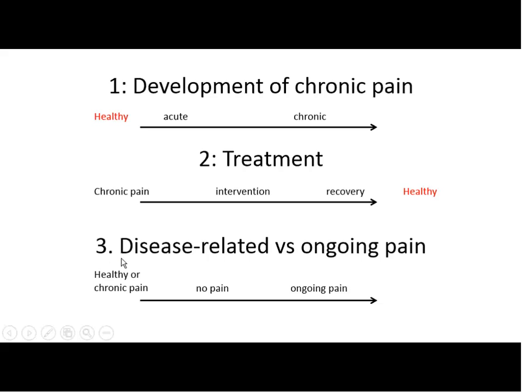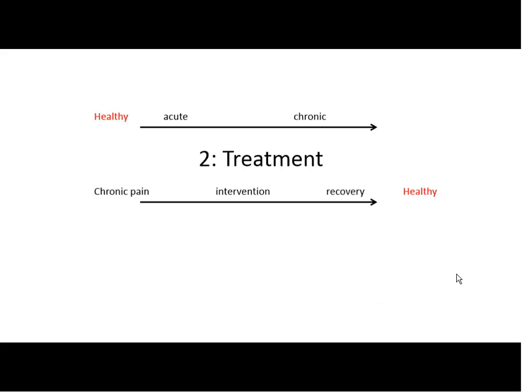And the third area is looking at disease-related versus ongoing pain. This question is really about how we see differences between chronic pain patients and healthy subjects in the scanner. Is that an effect of some plasticity that has occurred over years, as long as the pain has existed in these patients, or is it simply an effect of them having ongoing pain in the scanner? So I'm starting with treatment.